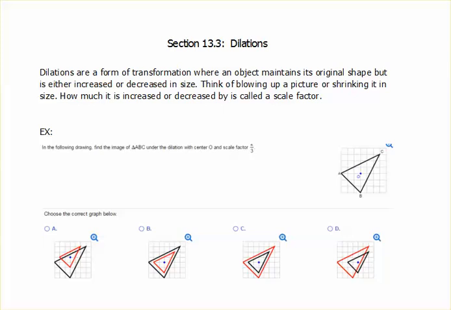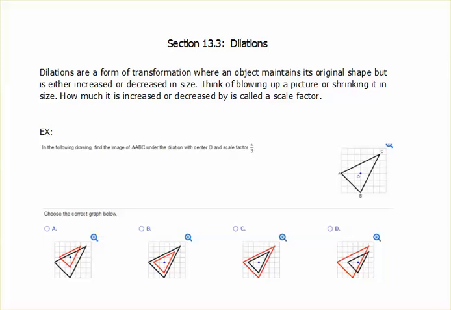This section is talking about dilations, and probably the easiest thing that comes to mind when I think of dilation is when you go to the eye doctor and they dilate your eyes, which means that your pupils get really wide so that they can see in. Well, that's really what a dilation is. It's a form of transformation where an object maintains its original shape, but it's either increased or it could be decreased in size. So you can think of blowing up a picture or dilating your eyes, blowing up your pupils.